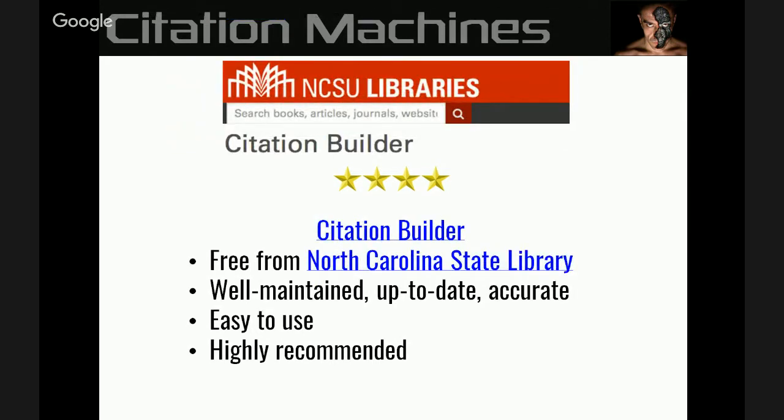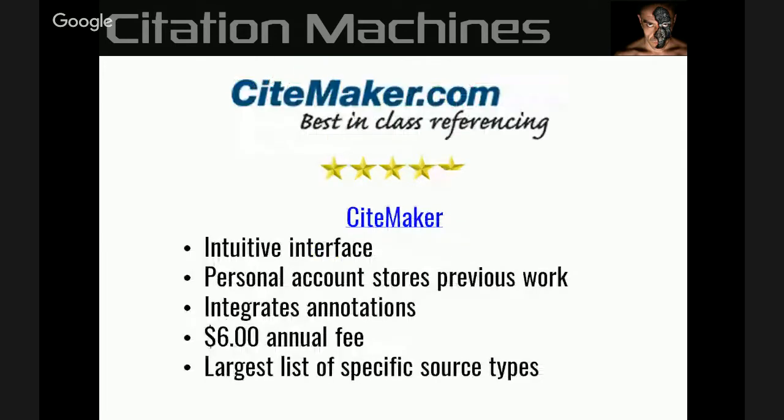They simply call it Citation Builder. Accurate, well-maintained, easy to use, and like North Carolina State itself, it ain't going anywhere anytime soon. Now, Sitemaker would have gotten 5 stars, except for the fact that it's commercial and you don't know if it's going to be around for forever. But Sitemaker offers everything that you want in a citation machine. You get a personal account that stores all of your work.